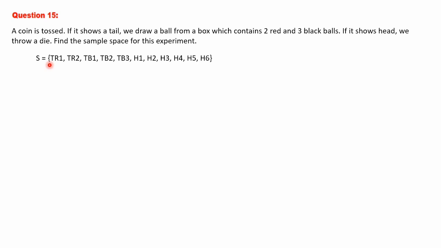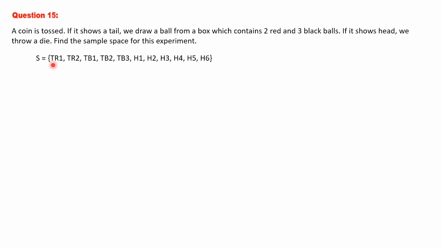So sample space in the sense, first one is you are getting the tail. Suppose you are getting a tail means what we have to do? We take a ball from the box which contains 2 red and 3 black balls. So first red ball TR1, second one red ball TR2, and red ball option is over. Then again if you get a tail, 3 black balls, again chances are there from the box. So TB1, TB2, TB3. Finish. These are the options when you get a tail.